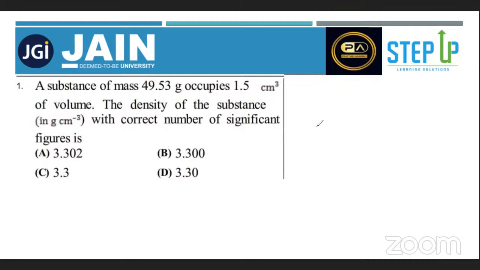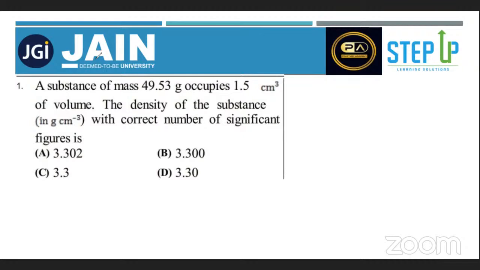Okay, good evening. Today we are going to have a session on physics. We'll be revising the concepts which we have already done through the questions. Starting with the first question. So we can solve the question.